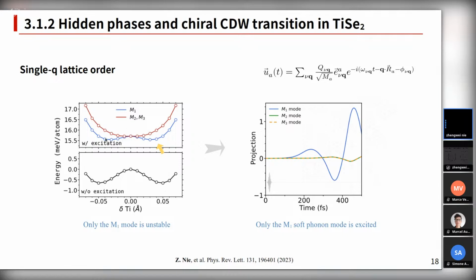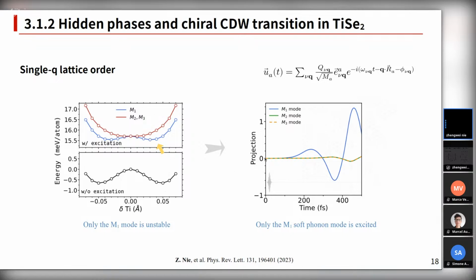The potential energy surface along the M1 direction is still a double-well shape, while that along the M2 and M3 directions becomes a single well. And the crystal structure should be trapped in the energy minimum, and should be a single Q mode along the M1 direction.